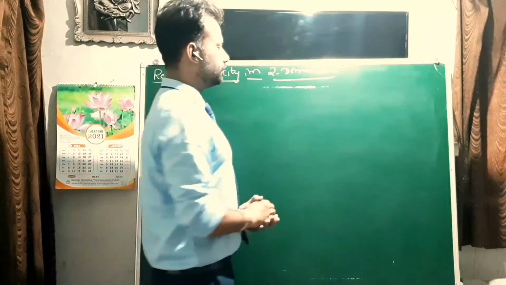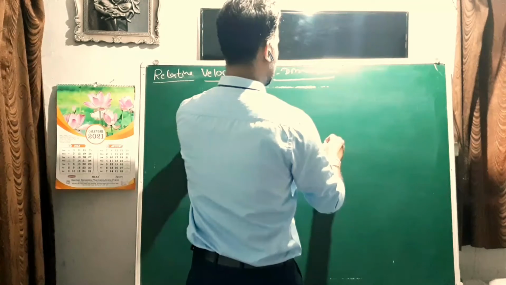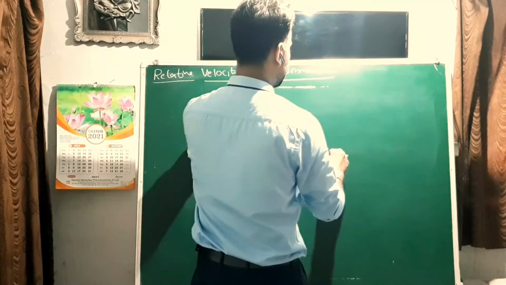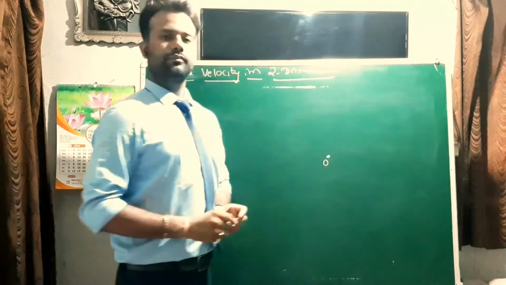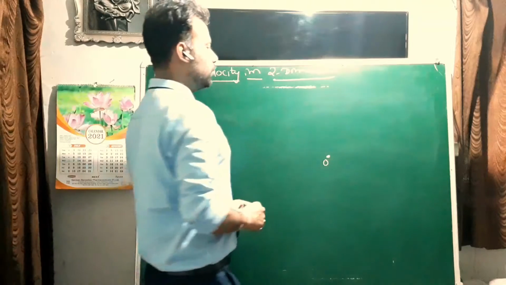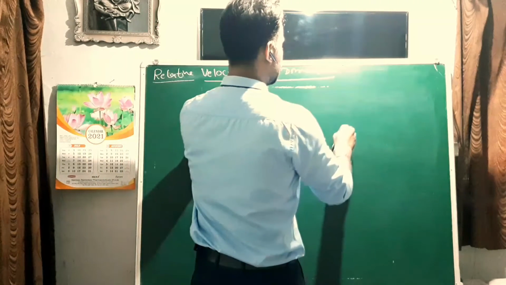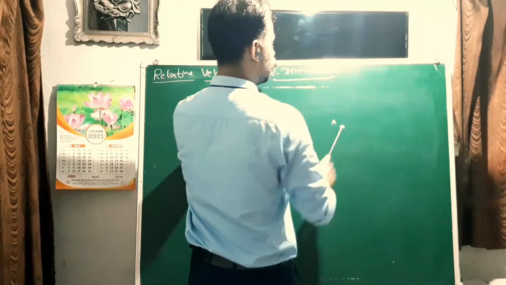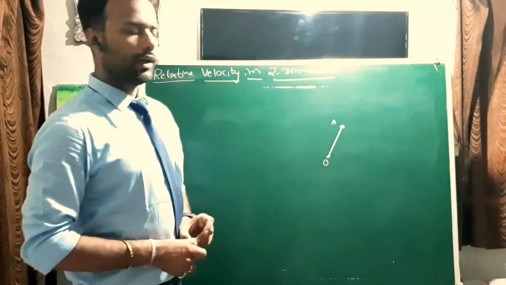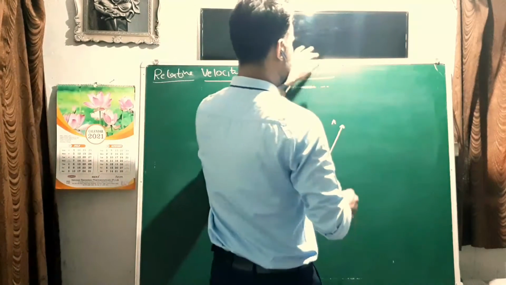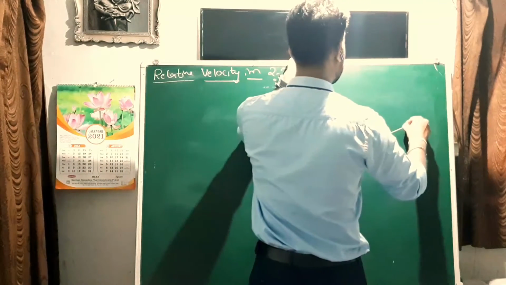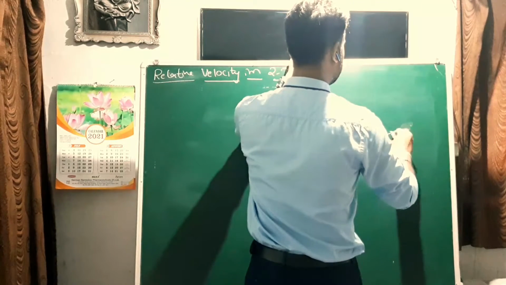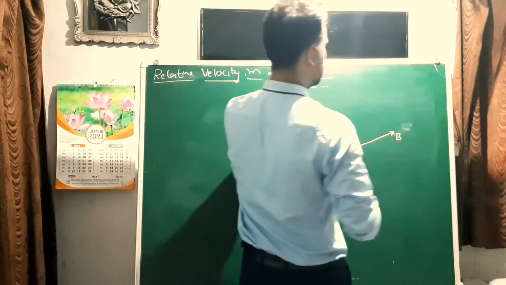Consider a point O taken at origin. Let's say this is point O. A body A moves to a point A in direction OA, right? And another body B moves like here in the vector OB.